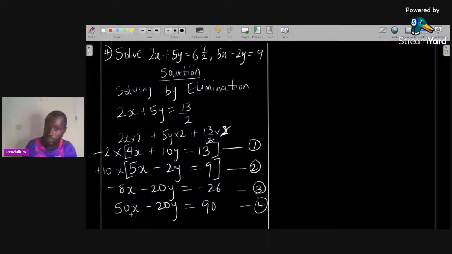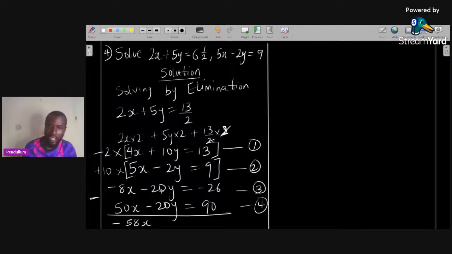And how do we eliminate here? We subtract. So we use a minus sign. We subtract equation 4 from equation 3. What does that mean? We subtract the x value in equation 4 from the x value in equation 3, the y value in equation 4 from the y value in equation 3, the constant in equation 4 from the constant in equation 3. All right, as simple as that. So first of all, we have minus 8x minus 50x. Minus 8x minus 50x is minus 58x.